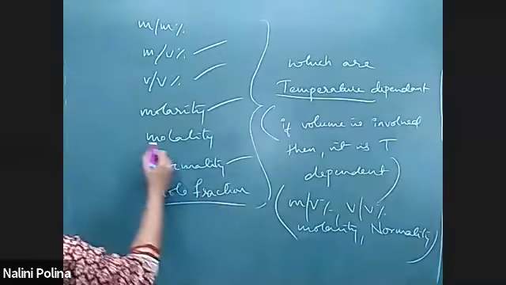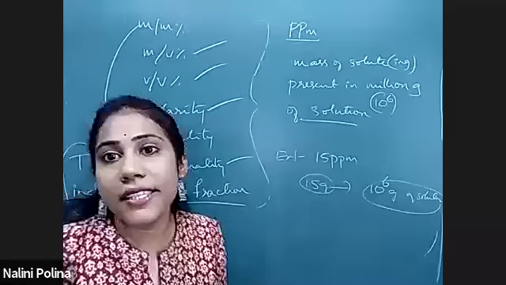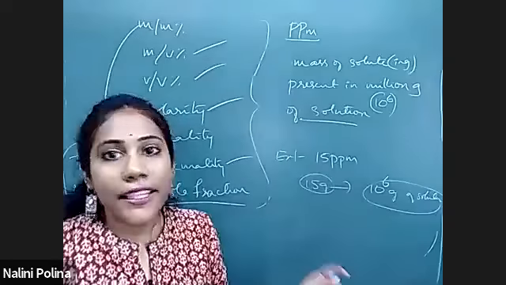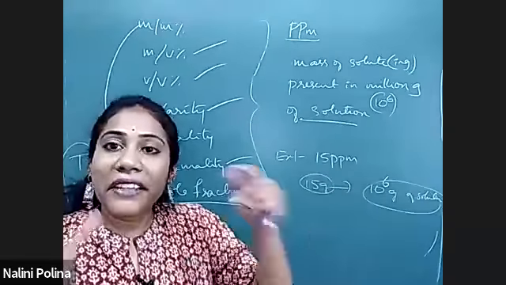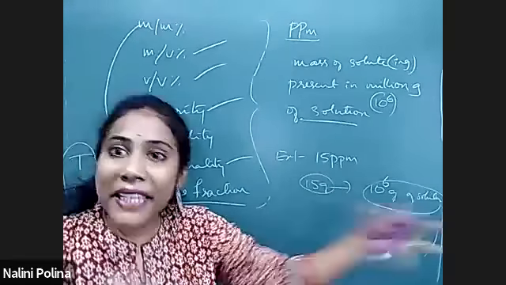So minute amounts of a solute, if you want to express, then we use a concentration term, parts per million. Okay, so when the solute is there in a negligible amount, then we use the concentration term ppm. So you can imagine one part in a million parts is what we call parts per million. That's it. Okay, so that's all about concentration terms.